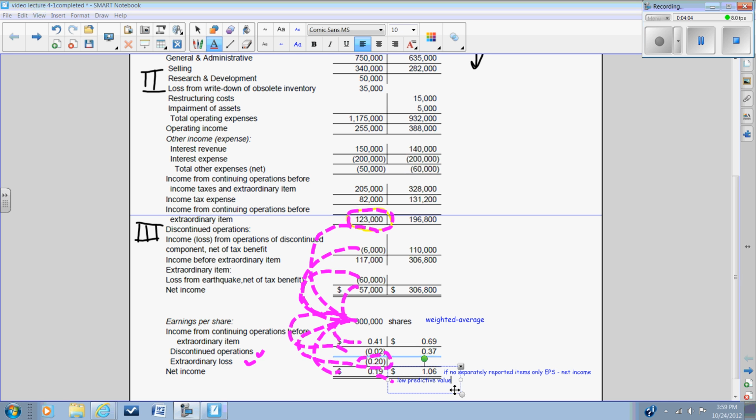So when we have situations like this, GAAP requires that we report the income from continuing operations, which is the most predictive value on the income statement, where you have discontinued items, discontinued operations, and/or extraordinary gains and losses.